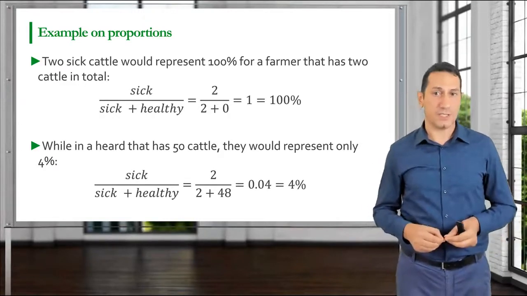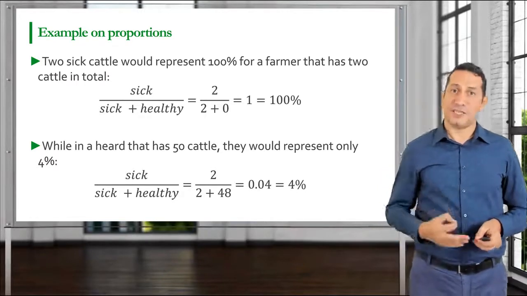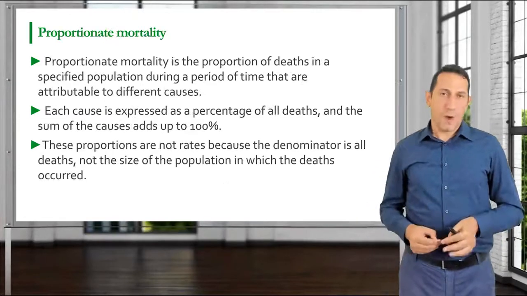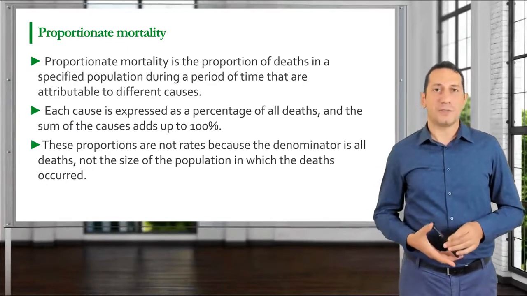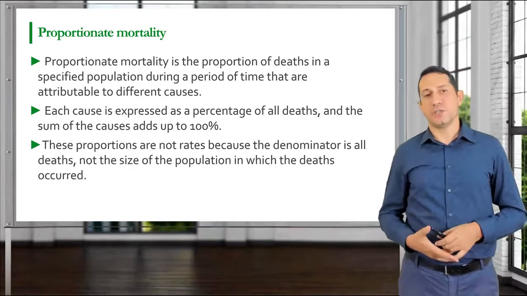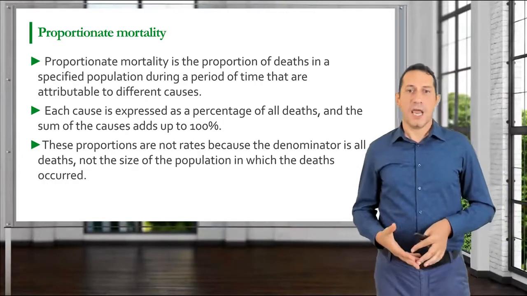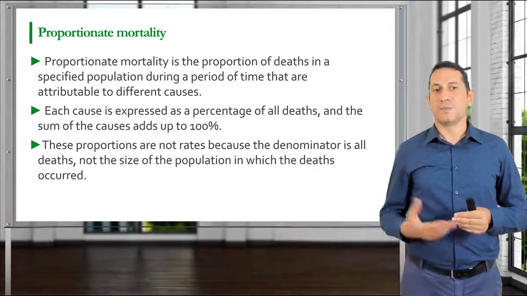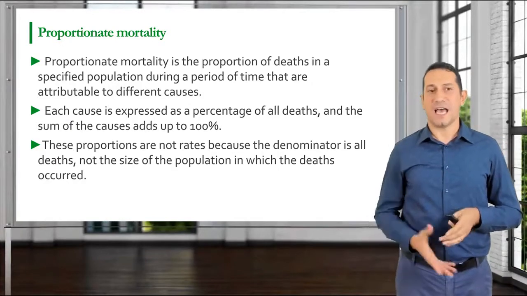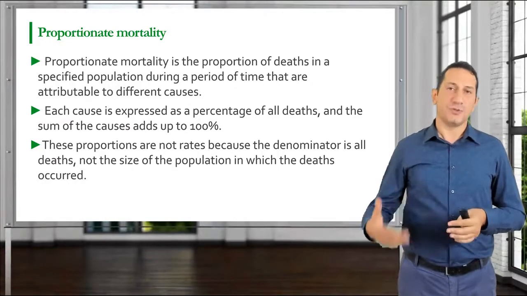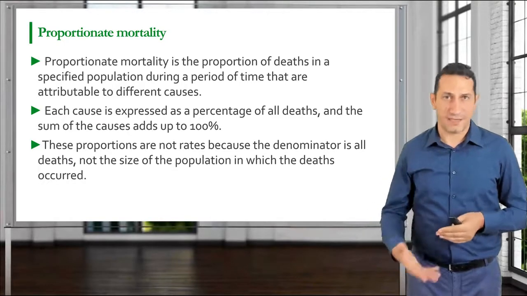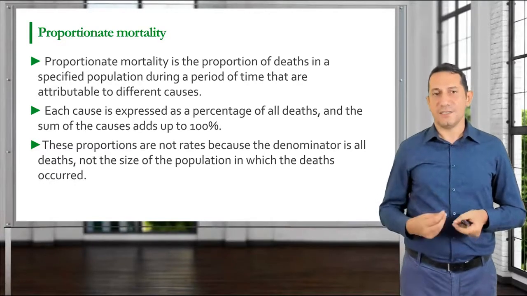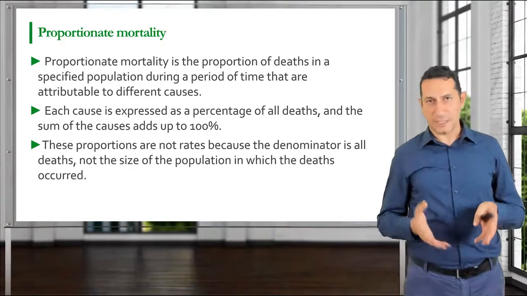So it's always to be clear what population is used when we calculate the percentage, so the percentage would take meaning. One of the measures which we encounter quite often in epidemiology is the proportionate mortality. It's the proportion of deaths in a specified population during a specific time and attributed to different causes of death, let's say, of mortality. And each cause is expressed as a percentage, and the sum of all causes is 100%.